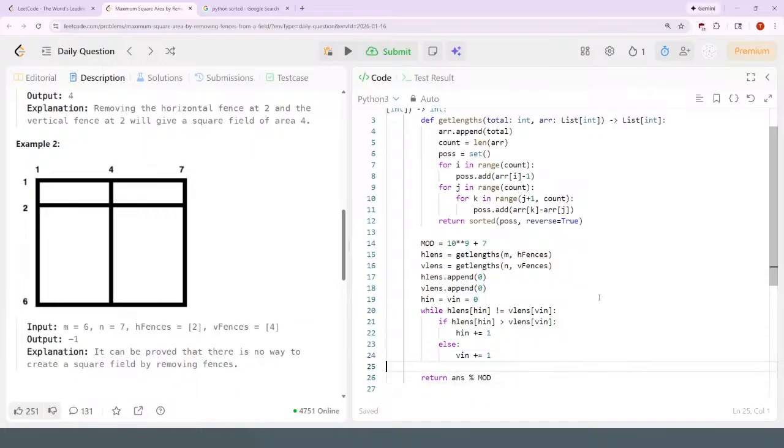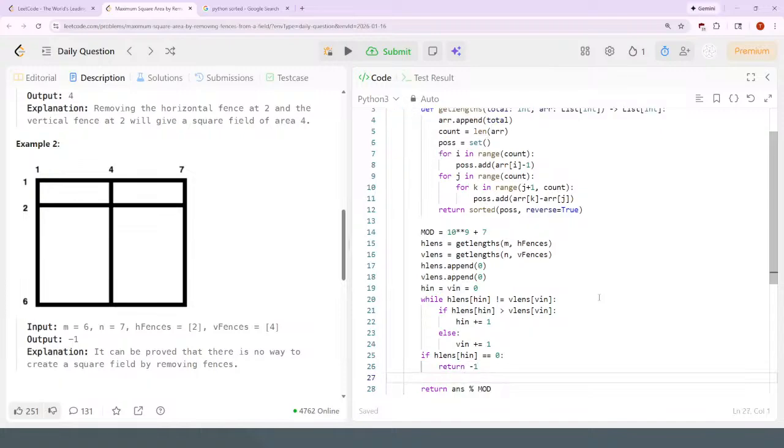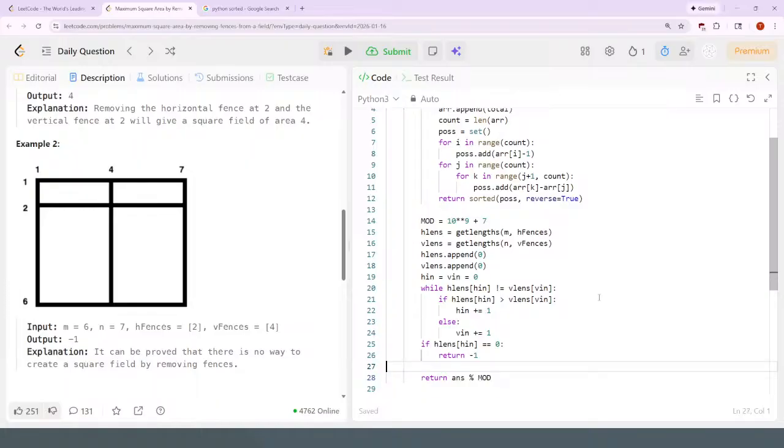Okay, and then here I can say if the h lengths at the matching index equals 0, then return -1 because it means it didn't find anything that matched. Otherwise return h lengths at the h index squared and then to the mod. I guess I don't need parentheses here.